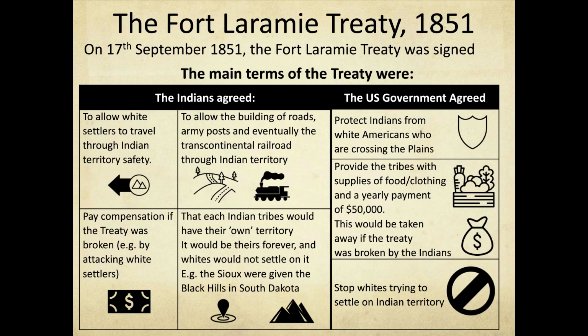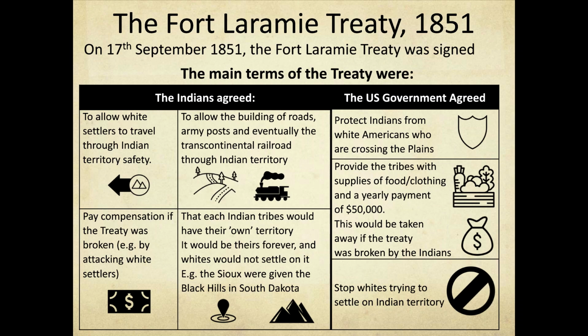Fort Laramie Treaty, what was agreed? The Indians agreed to allow white settlers to travel safely through their territory, to allow the building of roads, army posts, and eventually the transcontinental railroad through Indian territory. This was a terrible decision because it would lead to their end. Each Indian tribe would have their own territory. It would be theirs forever, and whites would not settle on it.